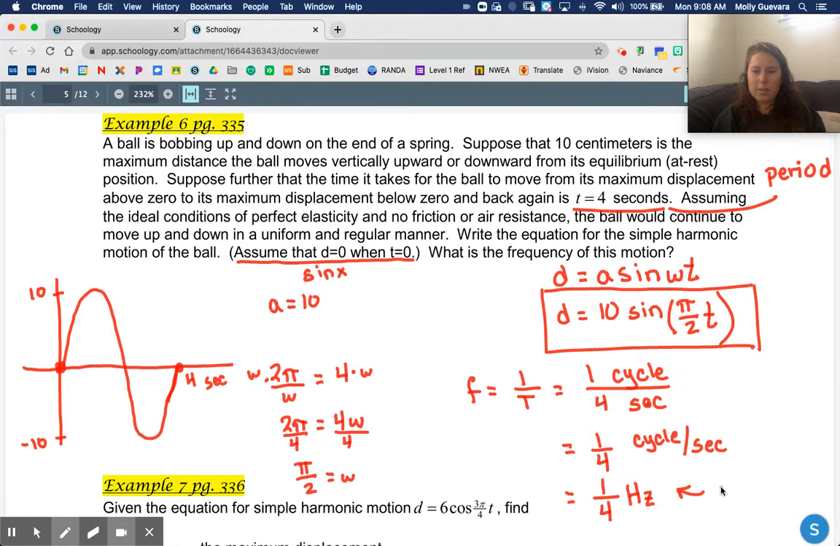Make a note of this. This is hertz, the unit for frequency. So that's the unit for frequency. So the frequency of this motion is 1/4 hertz. It goes 1/4 of a cycle every second. Okay.